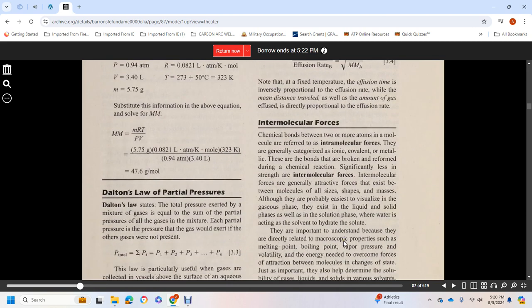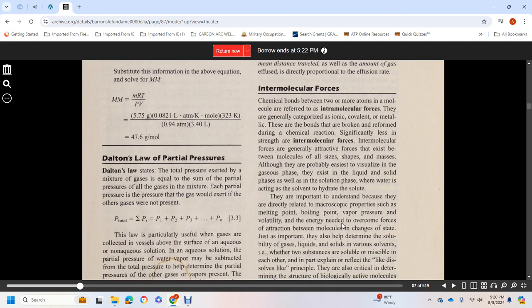The chemical bonds between two or more atoms in a molecule are referred to as intramolecular forces. They are generally categorized as ionic, covalent, and metallic. These bonds are broken and reformed during chemical reactions, and are significantly stronger than intermolecular forces. Intermolecular force is generally an attractive force existing between molecules of all shapes, sizes, and masses. It is probably easiest to visualize in the gaseous phase, but it exists in the liquid and solid phases as well as the solution phase, where water is acting as a solvent and hydrates the solute.